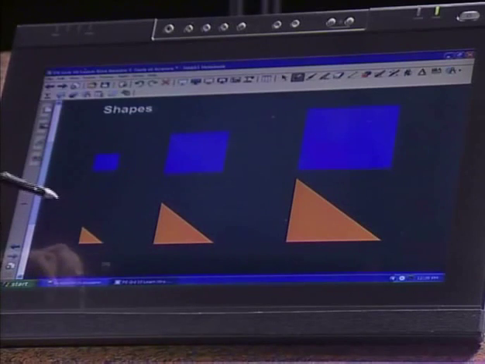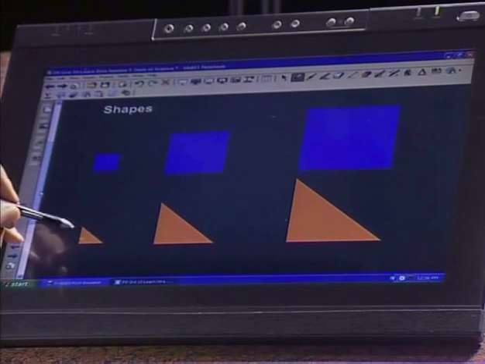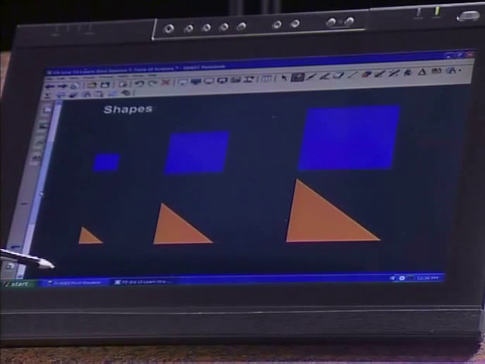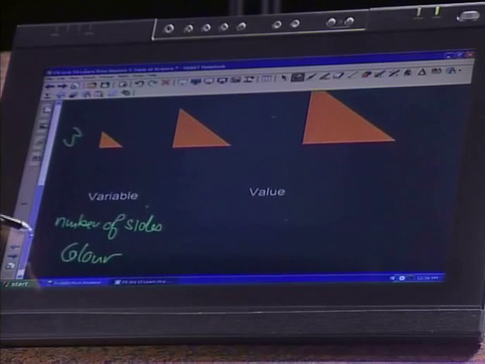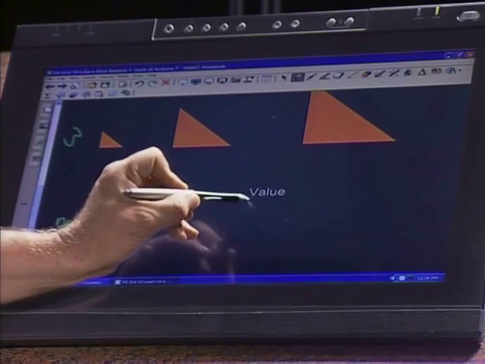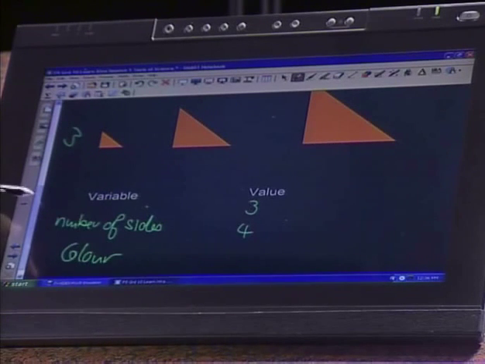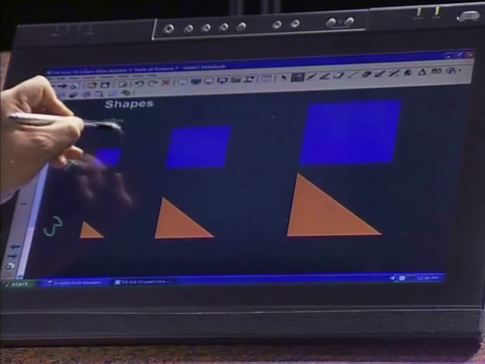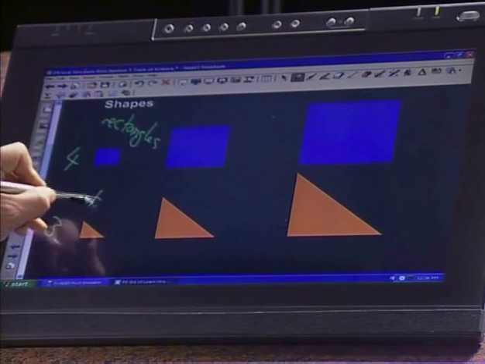If we think about number of sides, we recognize this is a square, that's a square, and that's a square. They're all squares or rectangles. But this one is a triangle, right angle triangle, right angle triangle, right angle triangle. They've got 3 sides, where these ones have got 4 sides. So the value for number of sides is either 3 for the triangles or 4 for the rectangles. These are called rectangles, and these are called triangles.